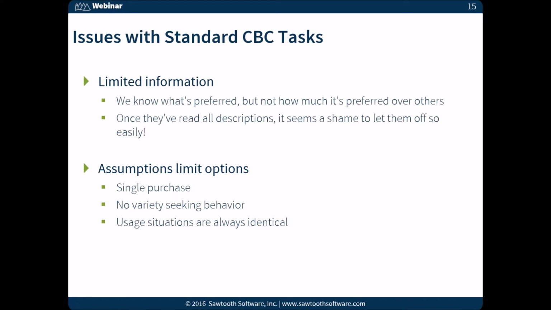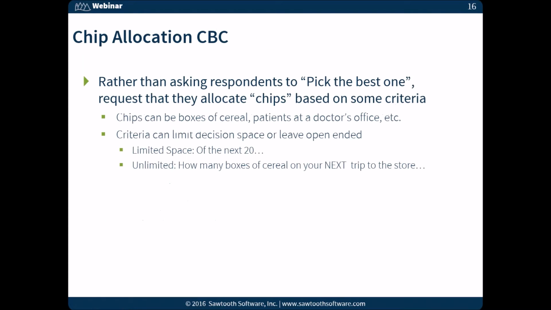We're also not assuming any variety seeking behavior, meaning that we're assuming that every time they're presented with these 3 concepts or these 3 products or these 3 services, they are always going to choose option A or option B. But we know when we go to the grocery store and we're looking at cereal, maybe Cheerios is my favorite, but today I have a sweet tooth and I want some Frosted Mini Wheats. I can't capture that if I'm only asking them at this point in time. I'm not allowing them to seek variety. We're also assuming that the usage situations are identical in a standard CBC task.